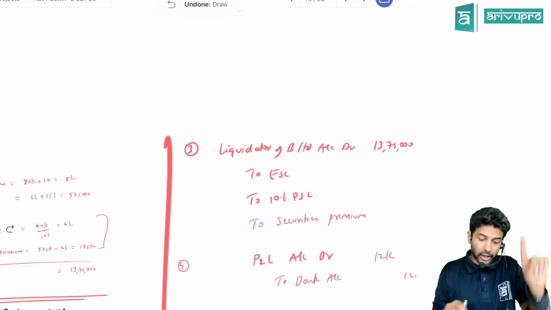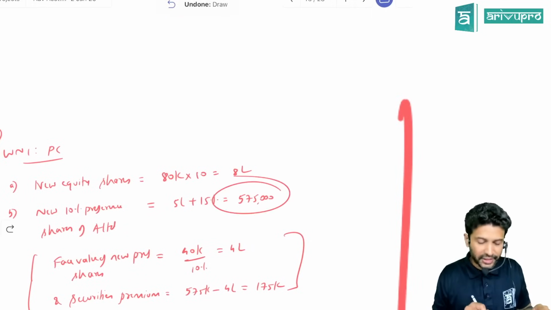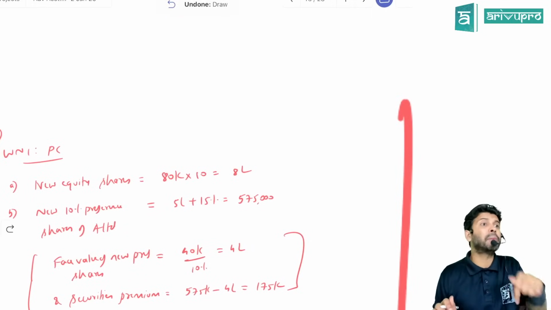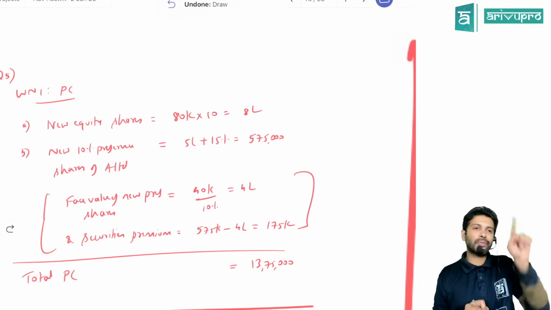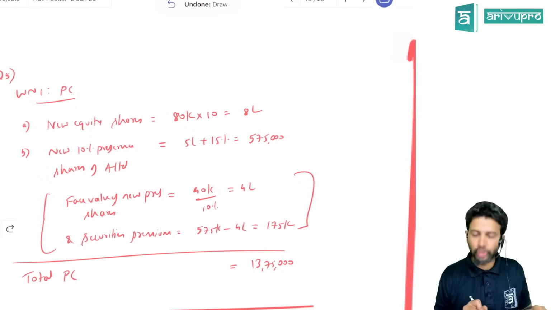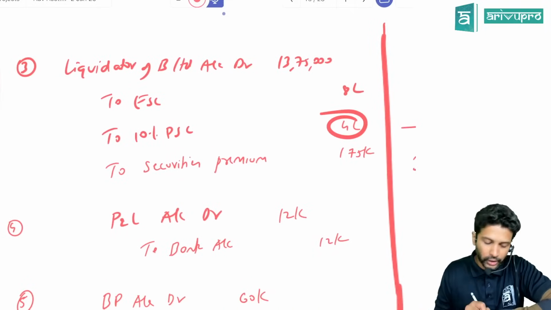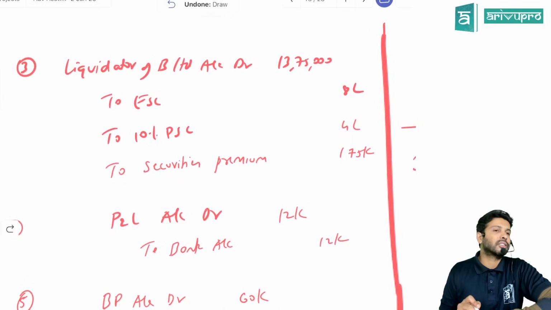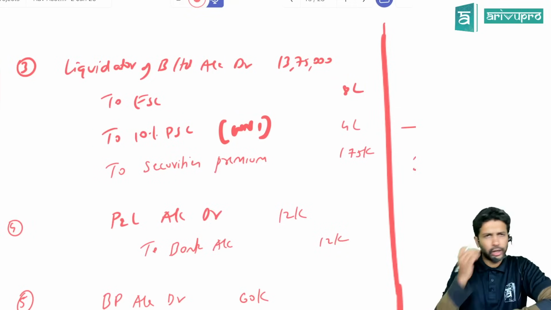10% preference share capital. Now be careful. Though you took over preference share capital of 575, is the entire 575 face value of preference share capital or premium? In this 575, 4 lakh constitutes face value of preference share capital and the balance constitutes securities premium. So you'll write here: to 10% preference share capital 4 lakh, to securities premium 1 lakh 75,000. You can give a reference to working note number 1 or calculate here only, your choice.